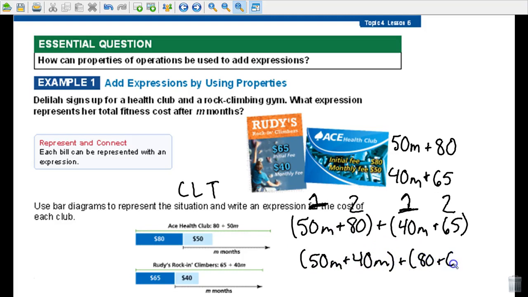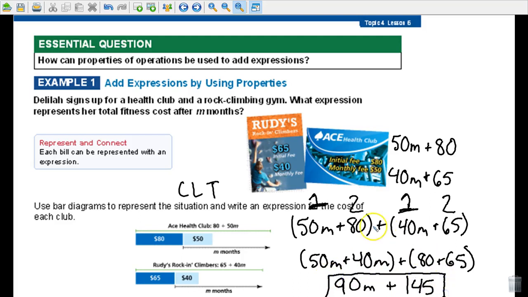80 plus 65. Okay? Now I add them up. That's it. 50 plus 40 is 90. M comes along for the ride. Plus 80 plus 65 is 145. Now I have an M to the first power and I have a number without a variable, also known as a constant. Okay? So I cannot do anything. I don't have any like terms. This is my final answer.